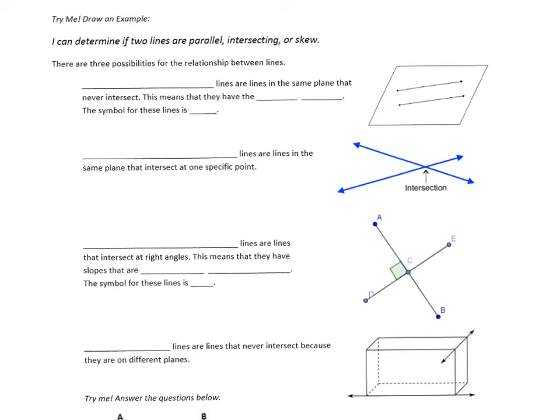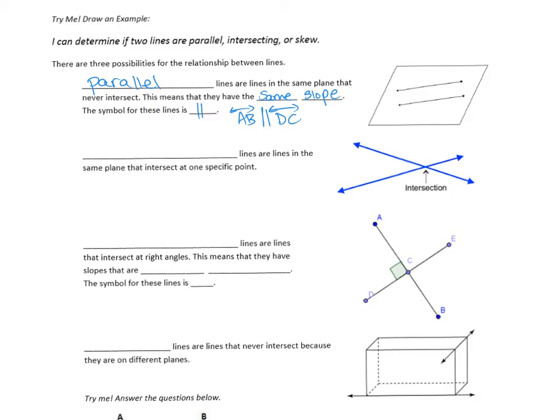Now let's take a look at how lines can intersect. We can have parallel lines, that are lines in the same plane that never intersect. This means that they have the same slope, and we would use the symbol like this to show that 2 lines are parallel. So if I write AB and I put my line symbol over it, parallel to DC means that I've got 2 lines in the same plane whose slopes are equal.